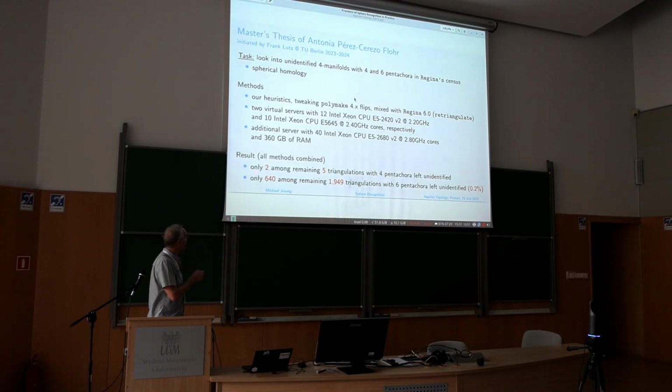Okay, and then with this, she was able to do much better, right? So in the 4 pentachora case, 5 triangulations out of 784 were left open, and now only 2 are left. So she killed 3 out of 5. And then for the 1949 triangulations of the 6 pentachora, she identified everything except for 640. Right?